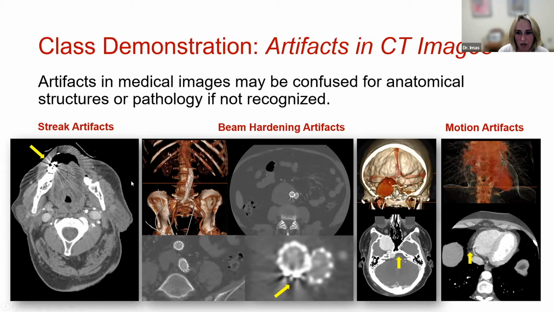I do have a set of imaging here in the central panel. Those are beam hardening artifacts. Beam hardening artifacts really have to do with differential X-ray attenuation by different structures. Dense structures tend to absorb a lot of the X-ray energy, whereas the softer tissue tends to pass a lot more of it through. But what happens too is that when you have those dense structures, whatever comes out on the other end is going to produce these black streaks that you see.